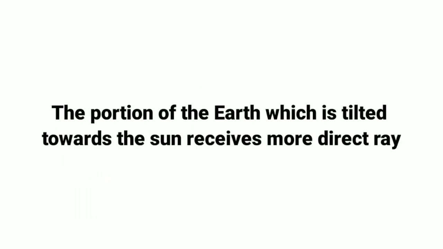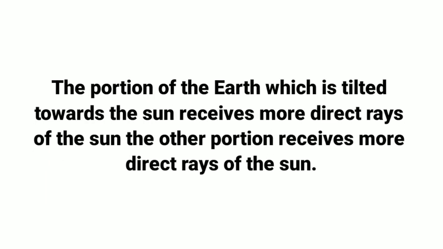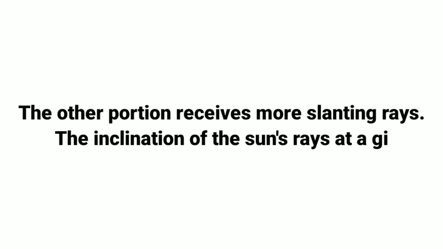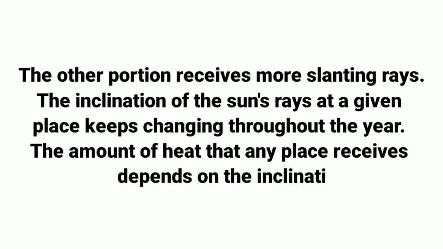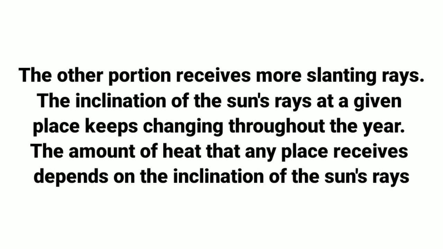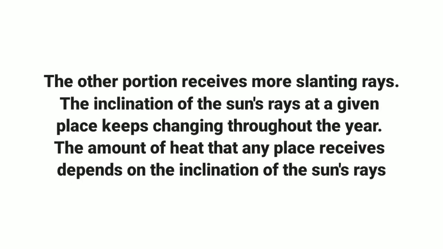Next is change in the amount of heat received. The portion of the earth which is tilted towards the sun receives more direct rays of the sun. The other portion receives more slanting rays. The inclination of the sun's rays at a given place keeps changing throughout the year. The amount of heat that any place receives depends on the inclination of the sun's rays. The amount of heat is greater when the rays are vertical.